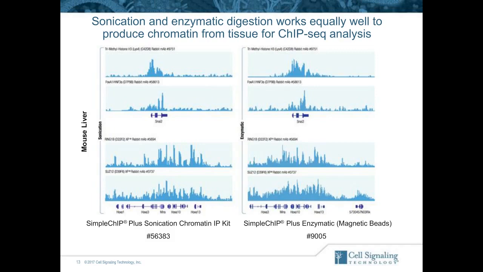So with enzymatic ChIP, it's really important with tissues to disaggregate your tissues into single cell suspension before you do the digest. And this can be done either using a tissue disaggregator like the Becton Dickinson Medimachine, or by using a Dounce homogenizer. But once you get that single cell suspension, it's very easy to do the digest. With Sonication, the Sonication itself will actually disaggregate the tissue while it's fragmenting the chromatin.